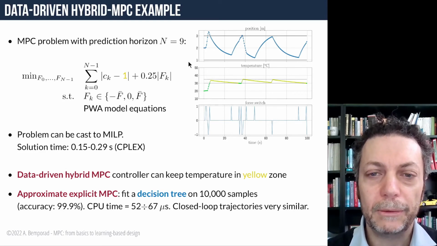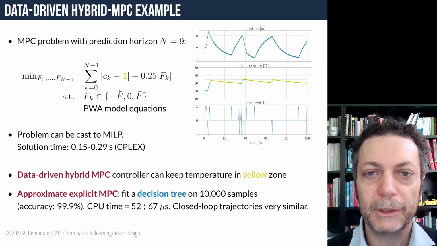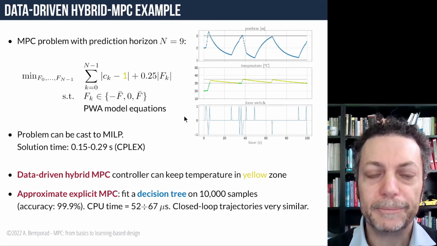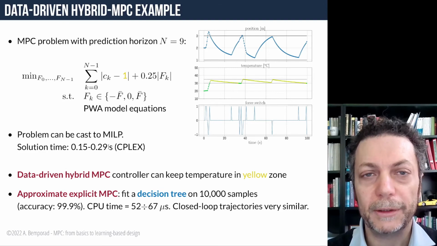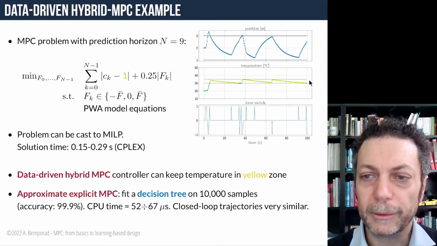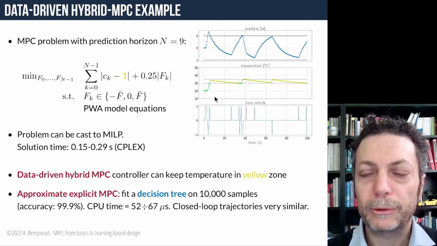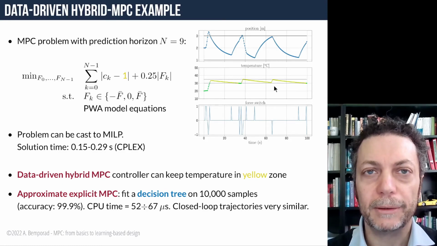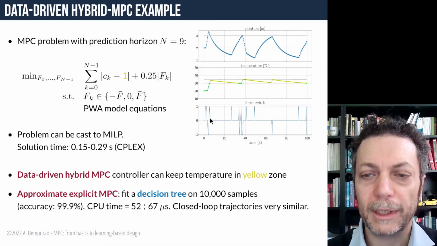Now this you can cast as a mixed integer linear programming problem with some transformations, and you can solve it, for example, with Cplex. It takes about 0.15, 0.30 seconds to solve in Cplex. And here you see the closed loop plots. The controller is able to make the switching nonlinear system stay within the area corresponding to the yellow color. And these are the actuated forces.